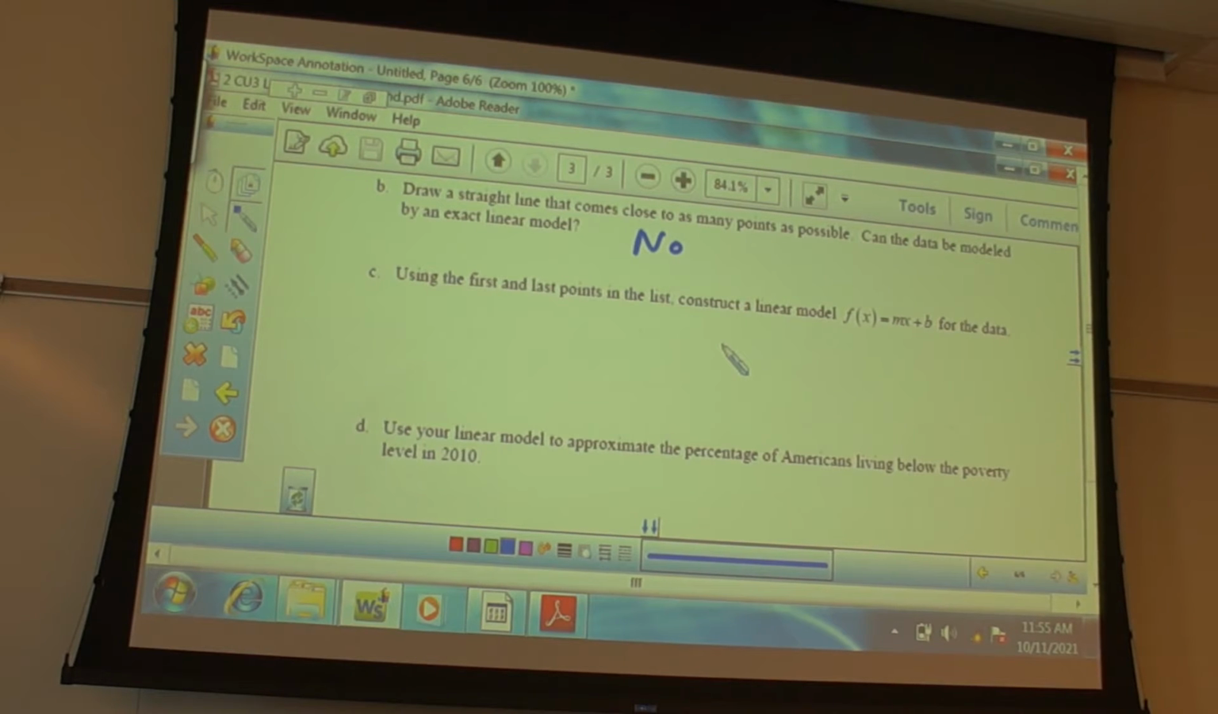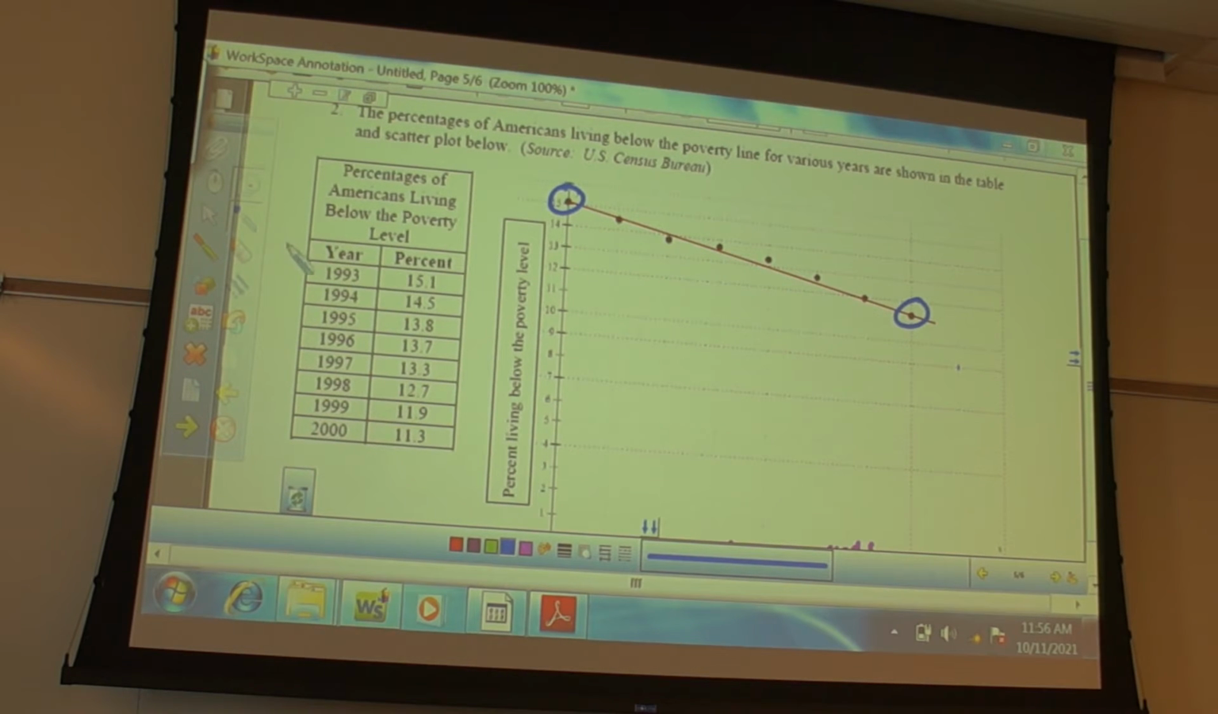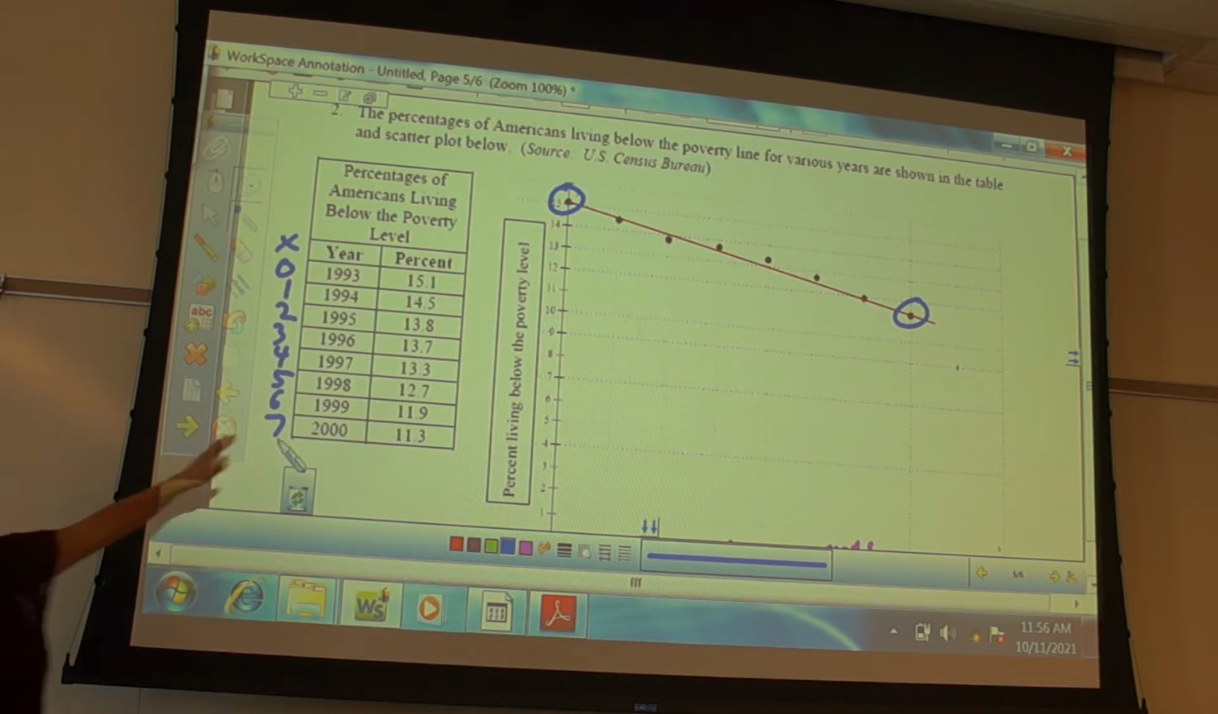Using the first and last points to construct a linear model, f equals mx plus b. So here's my first point, here's my last point. Again, our x's should be time. Everybody with me? I'm going to make this years after 1993. I'm going to make 1993 zero, ground zero. Is everybody okay with that part?